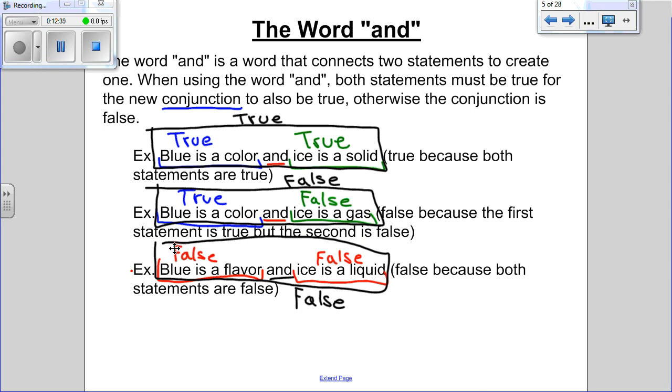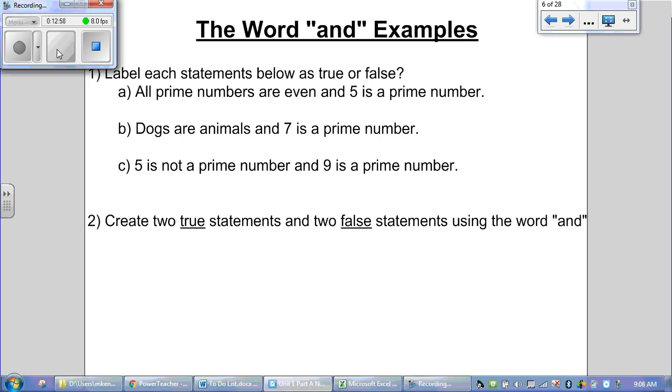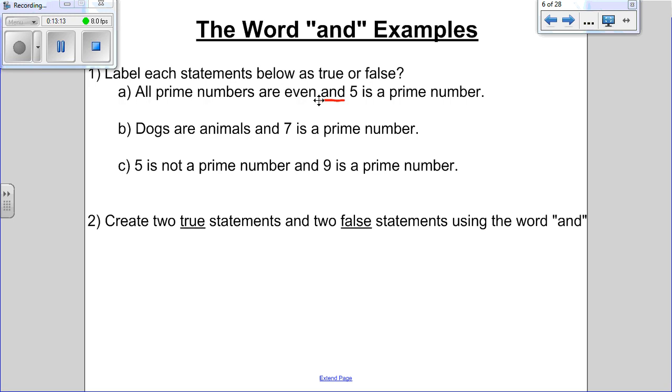I think we should have some examples of that. Beautiful. So for each of these, put true or false. You're going to do them on your own. You're going to say, yes, that entire statement is true, or no, this entire statement is false. One or the other. So the first one says all prime numbers are even, and 5 is a prime number. You'll notice the word and is included, which means this can be broken up into two separate things. This is statement 1, this is statement 2.